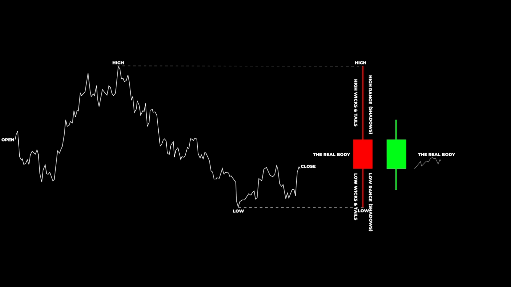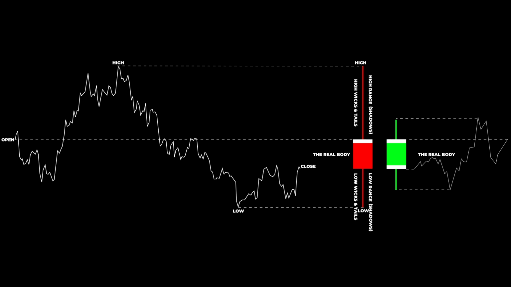If the market closes higher than its opening price, a green candle is drawn with the bottom of the body representing the opening price and the top of the body representing the closing price. And if the market closes lower than its opening price, a red candlestick is drawn with the top of the body representing the opening price and the bottom of the body representing the closing price.